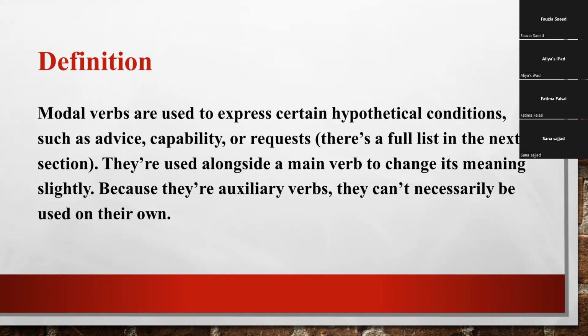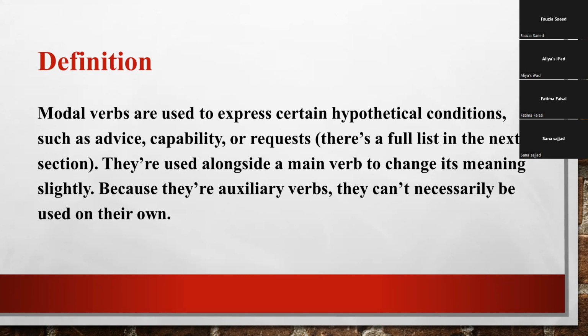There is a full list in the next section, and I will explain it. They are used alongside a main verb, so there is always a main verb with these modal verbs to change its meaning slightly. The meaning of the sentence has been changed by using these modal verbs. Because they are auxiliary verbs, yesterday I told you about the auxiliary verbs. These are is, am, are, can, could, may, might. So they cannot be used on their own.